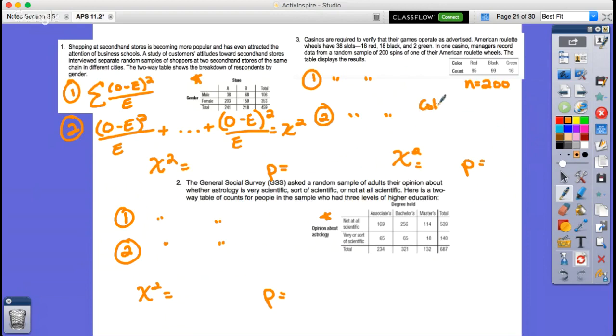But you've got your color. So this is the observed. My expected values would be by color here. You've got red, black, and green. Cool. Our expected counts. I'm trying to see the proportion. So this is 18 over 38. 18 divided by 38 is 0.47 right there, 0.47.